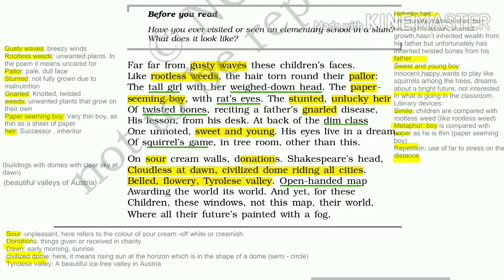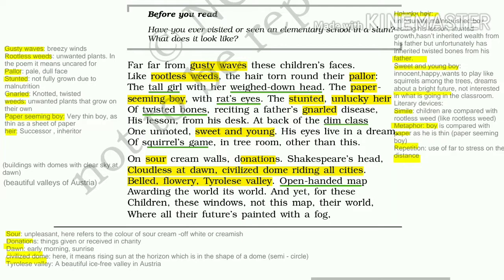She is exhausted and having a miserable life. Now the next boy in the class is the paper seeming boy with rat's eyes. So the poet is talking about the paper seeming boy. This boy is lean and thin like paper, and he has rat's eyes, meaning he is always looking for something, the way a rat is always looking for something to nibble at. So this paper seeming boy is as thin as paper, which suggests that hunger has left him deeply undernourished. His eyes are like those of a rat, which is scared but anxiously looks for food.